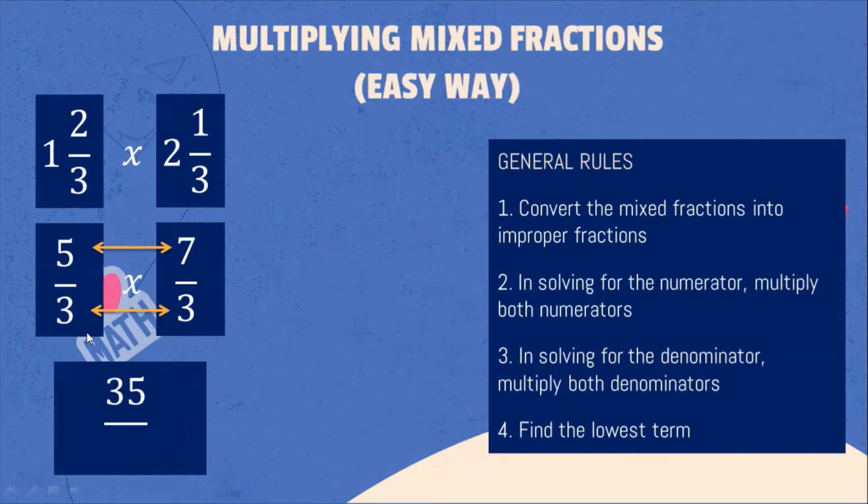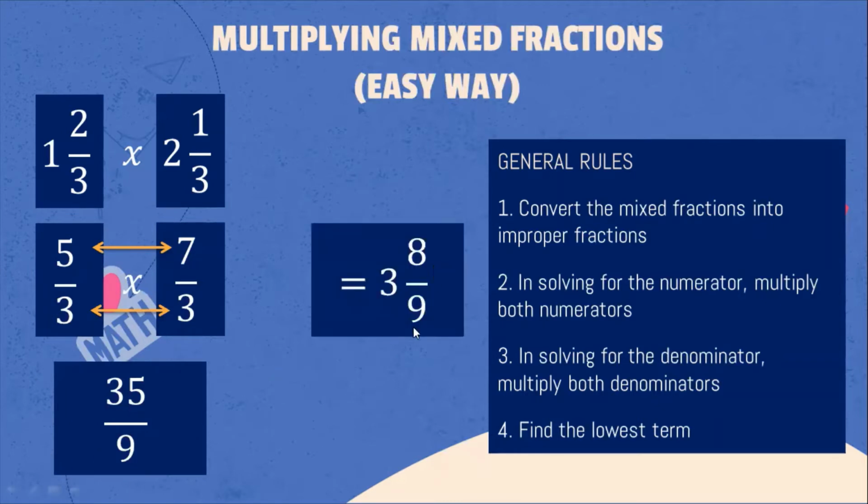In solving for the denominator, multiply both denominators. That is 3 multiplied by 3, that is 9. Then we find the lowest term. 35 over 9 is an improper fraction. That's why we are going to convert this one into a mixed fraction. 35 over 9 is equal to 3 and 8 over 9. The equivalent of 35 over 9 into a mixed fraction is 3 and 8 over 9.